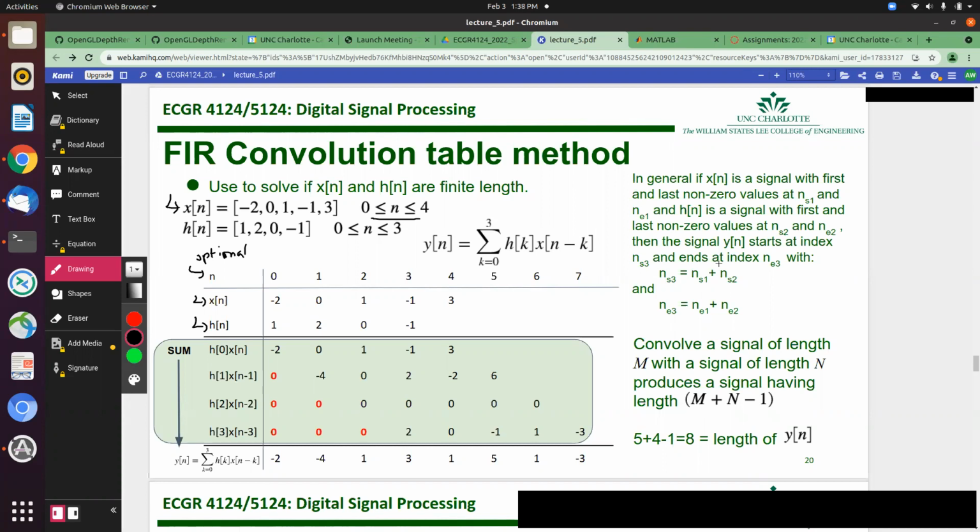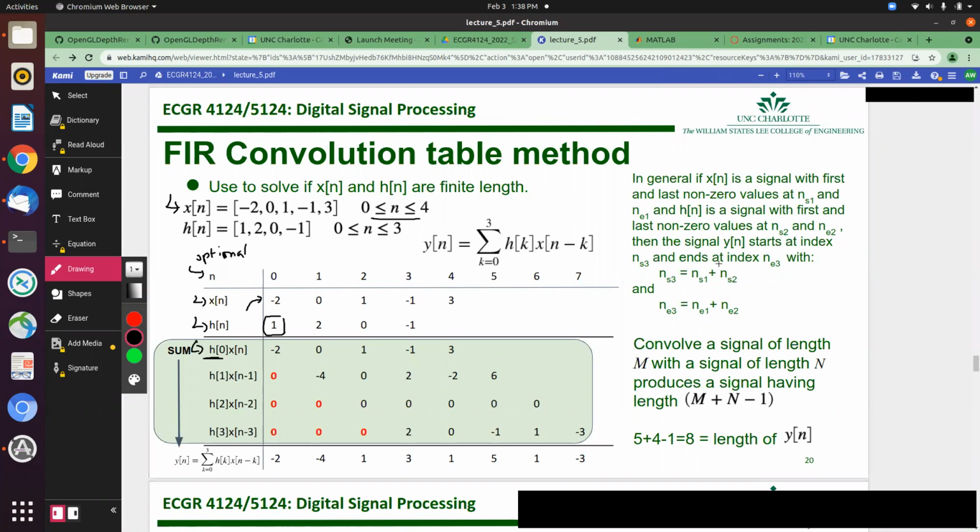Okay, so the first row that you calculate is you take H of 0. That's, in this case, whatever number is in the first column of the second row. You multiply it by the entire first row, and you write down that multiplication in every column. So 1 times -2 is -2. 1 times 0 is 0. 1 times 1 is 1. 1 times -1 is -1. 1 times 3 is 3. And we get this row.